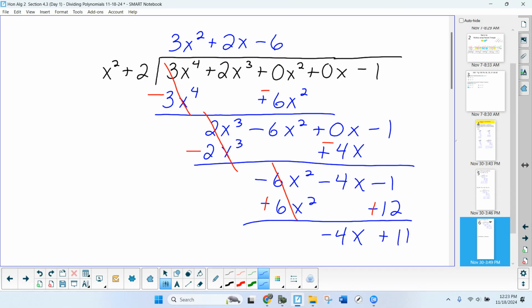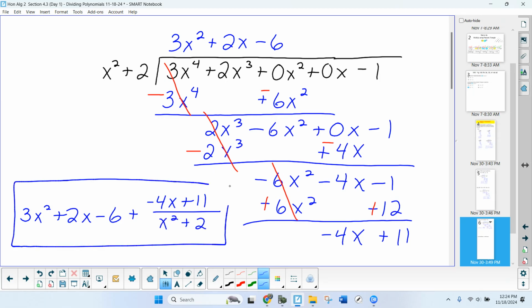Can I go any further? No, because the degree of my remainder is less than the degree of my divisor. So, how do I write the answer? Okay, my answer is clearly 3x squared plus 2x minus 6. Now, you cannot pull the negative down. I'll show you why in a minute. I'm going to put plus negative 4x plus 11 all over my divisor, which is x squared plus 2.